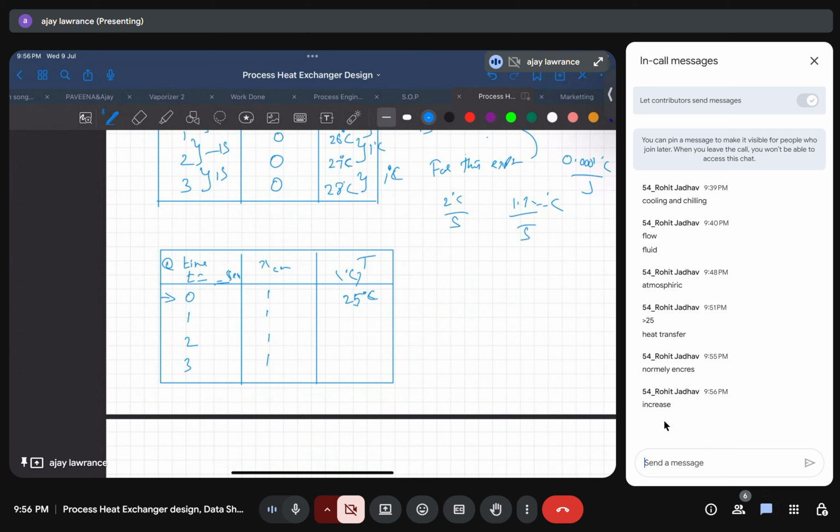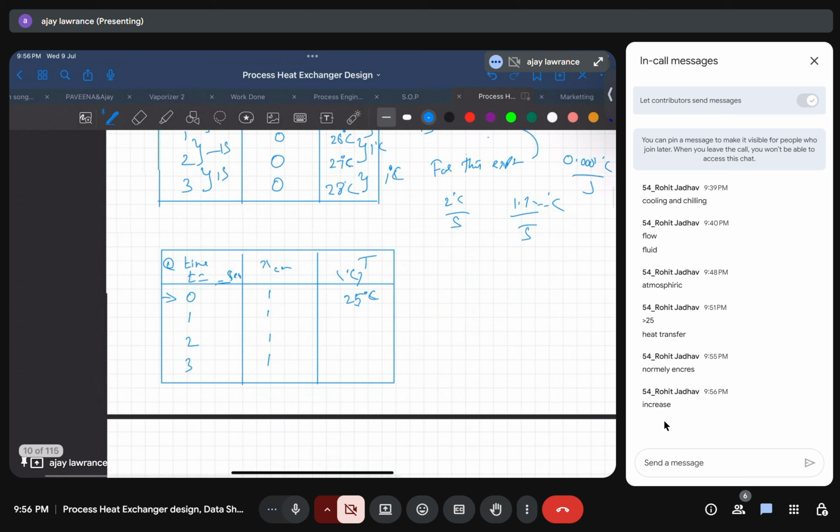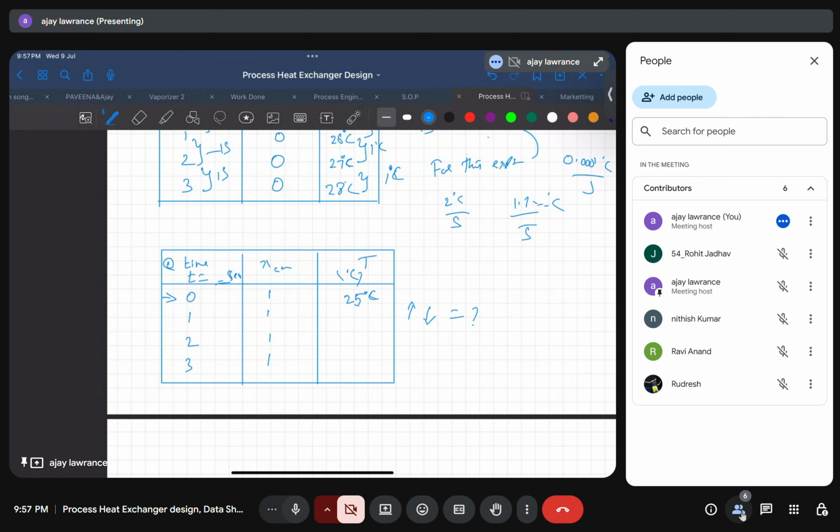Rohit says that here the temperature will increase. Okay, how? If it increases, why increase? If it decreases, why decrease? If it is equal to 25, why 25? What is the answer? Heat transfer. Okay, heat will be getting transferred. So Rohit says increase. According to Rohit, it will be 26 degrees Celsius. Okay. What about others?